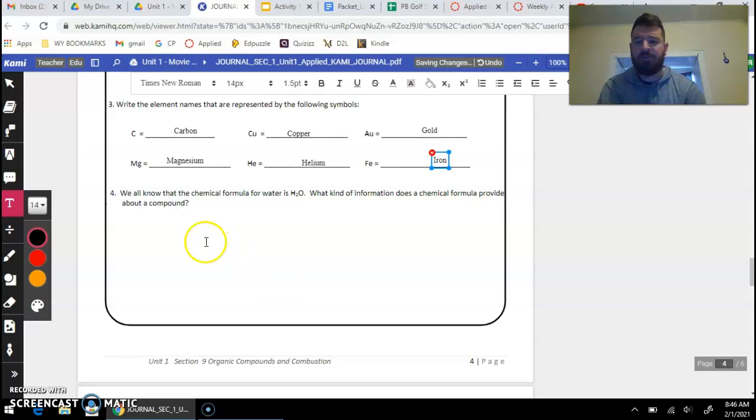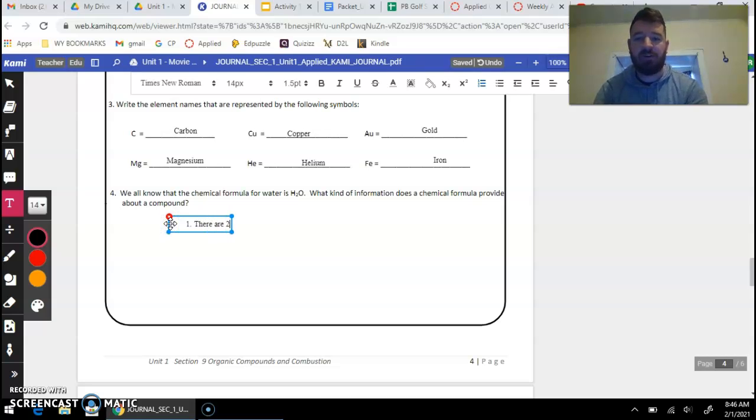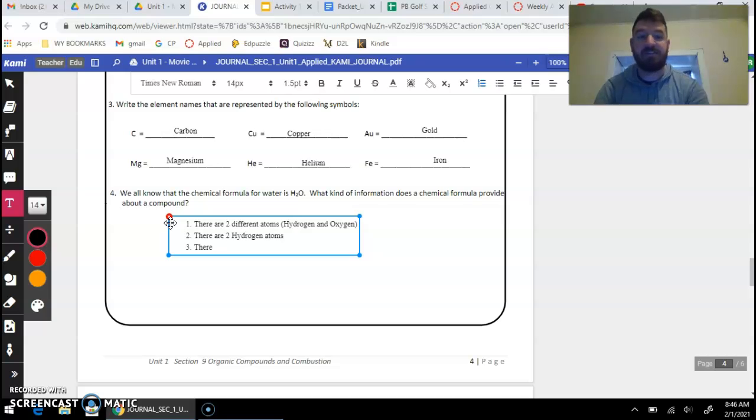And then number 4, we all know that the chemical formula of water is H2O. What kind of information does a formula provide about a compound? So looking at this, H2O, the first thing we are told is that there are two different atoms, hydrogen and oxygen. And then we have, there are two hydrogen atoms. There is one oxygen atom.